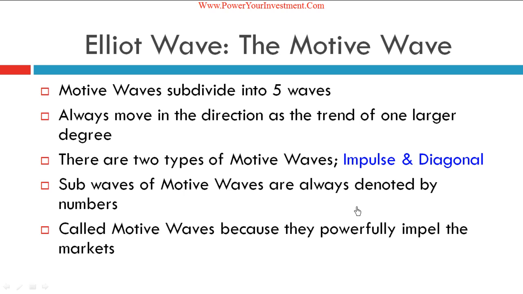Motive waves are called motive waves because there's a purpose behind them, and that is to propel the market either upwards or downwards. Okay. Broadly, there are only two types of motive waves. They are either the impulse kind or the diagonal waves.